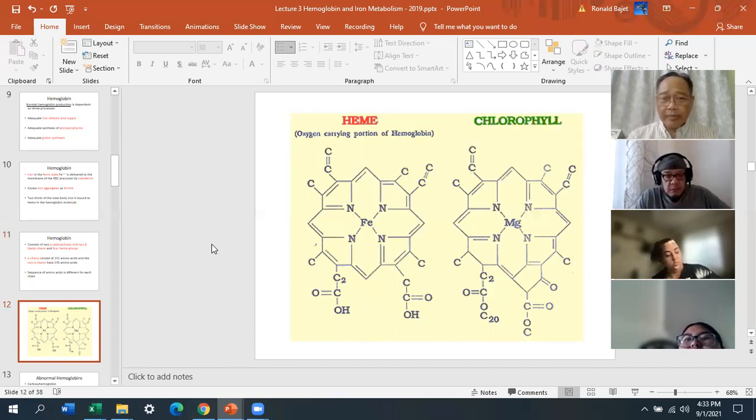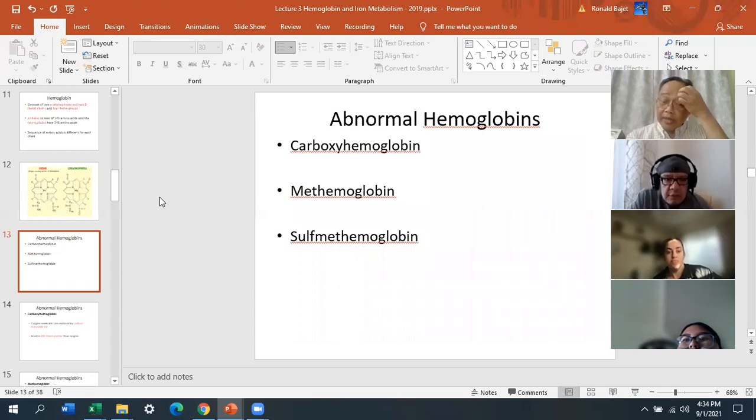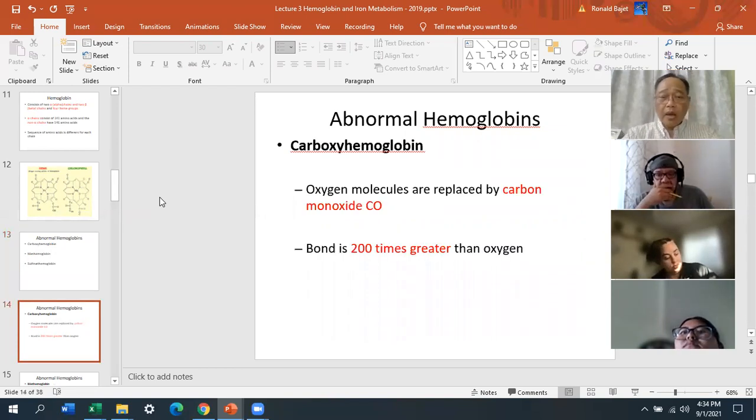One interesting thing about hemoglobin is that it's very similar to chlorophyll in plants, with the exception of the metal in the middle. In humans, it's iron, and in plants, we have a magnesium ion there. So you can see that the heme molecule is very similar to the chlorophyll molecule. Okay, abnormal hemoglobins are carboxyhemoglobin, methemoglobin, and sulfmethemoglobin. In carboxyhemoglobin, oxygen molecules are replaced by carbon monoxide.